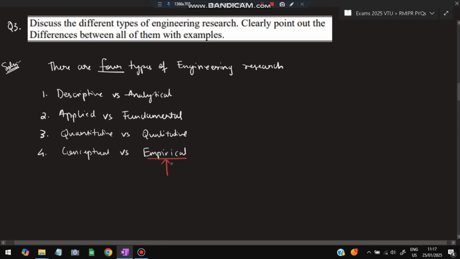Empirical means based on an experiment we are doing. Based on experiment and observation, we are validating a hypothesis. That is called empirical. An example can be testing the efficiency of a new solar panel. Suppose at your home, on the roof, you installed a new solar panel. Now every day you are observing how much electricity it is able to generate. That is empirical because it's based on experimentation. Conceptual is just based on thinking. So these are the four types of engineering research, and the examples I mentioned, you have to write in the exam.